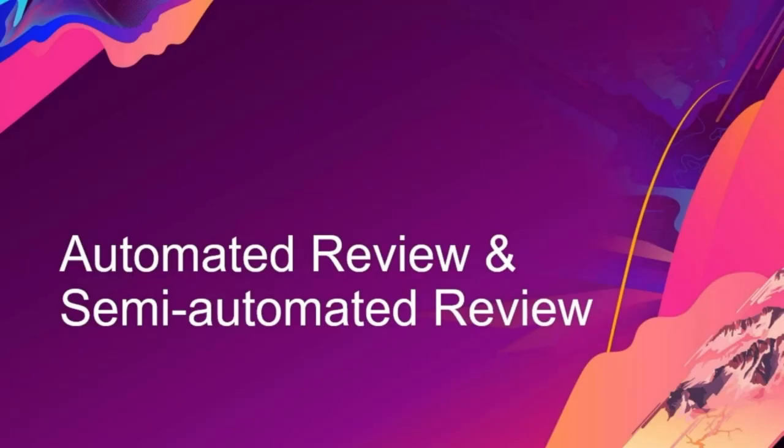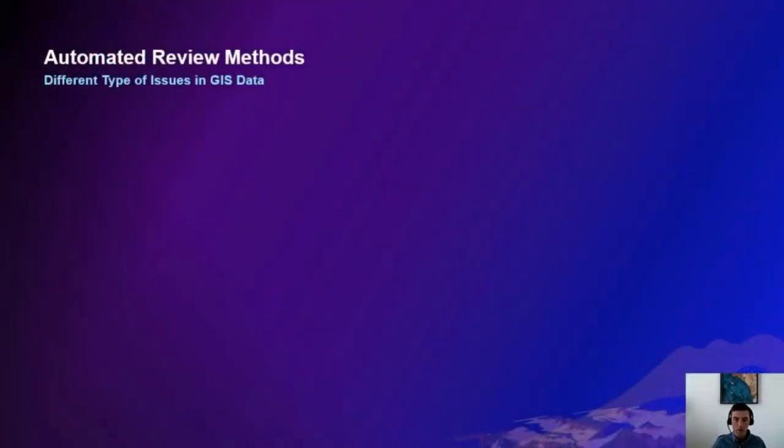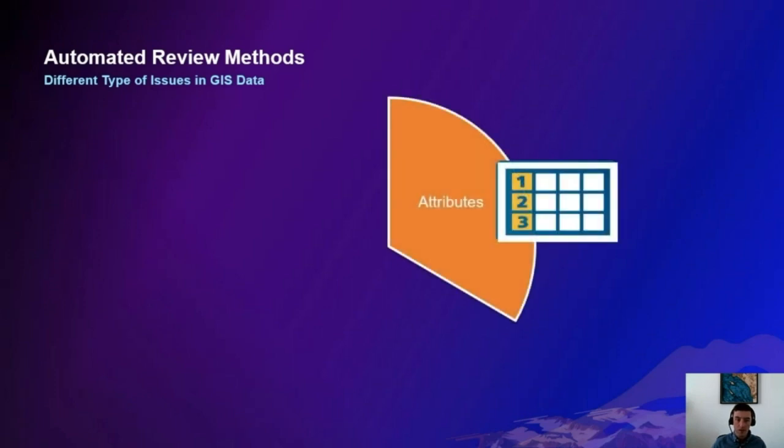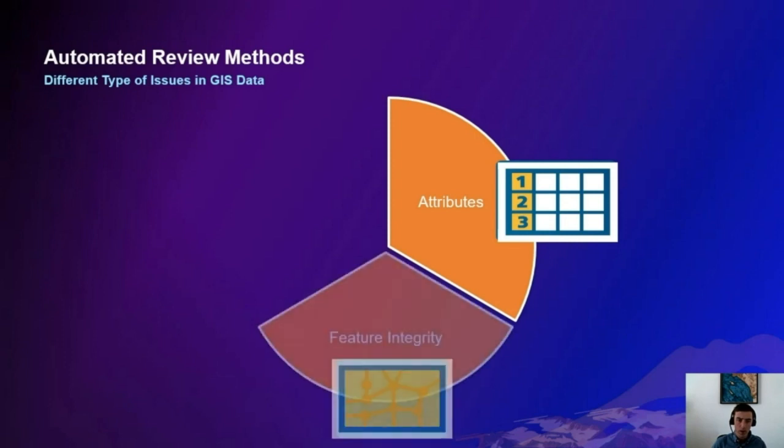Now I'll talk about how Data Reviewer attribute rules work in an automated workflow, followed by some of our semi-automated review tools. Data Reviewer's automated review capabilities fit into three broad categories to assess different aspects of a feature's quality. These include automated methods that enable you to find problems with attributions in features. So for example, identifying features with an invalid combination of attributes.